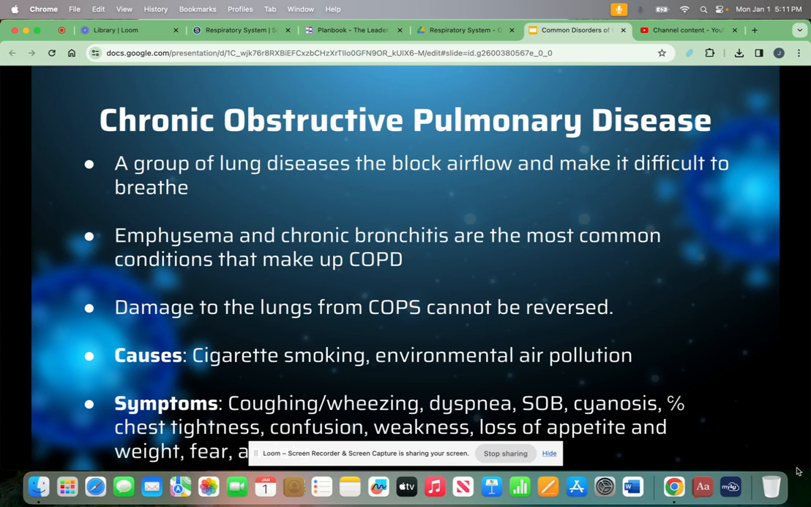Damage to the lungs from COPD cannot be reversed. The resident will become progressively worse over time. There is no cure. Causes include cigarette smoking and environmental air pollution. Symptoms include coughing or wheezing, dyspnea, shortness of breath, cyanosis, complaints of chest tightness, confusion, weakness, loss of appetite and weight, fear, and anxiety.